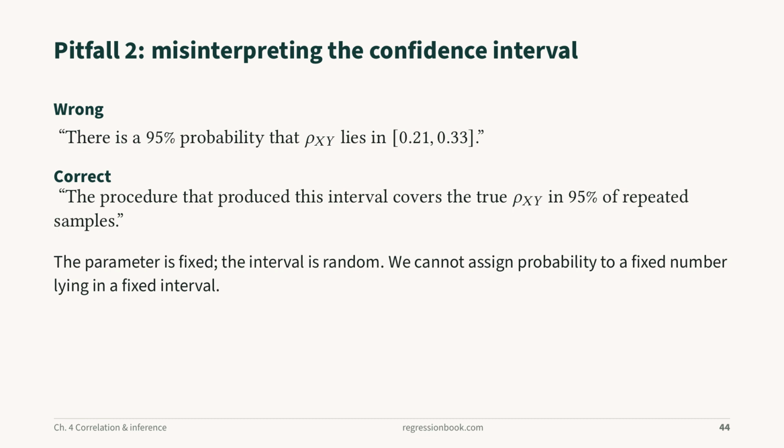Pitfall 2 is the misreading we keep meeting. Wrong. There is a 95% probability the true correlation lies in this interval. Correct. The procedure that produced this interval covers the truth in 95% of repeated samples. The parameter is fixed, the interval is random. Probability cannot attach to a fixed number lying in a fixed interval.